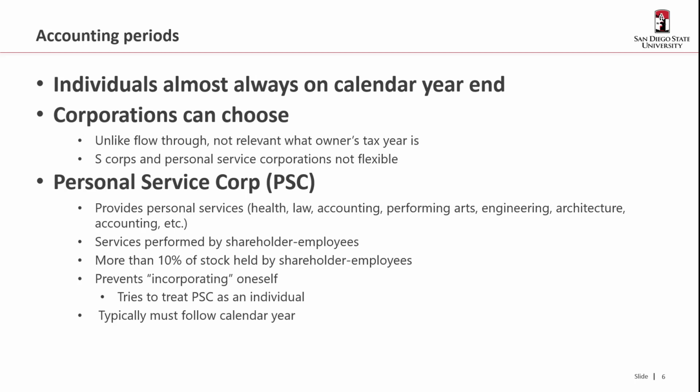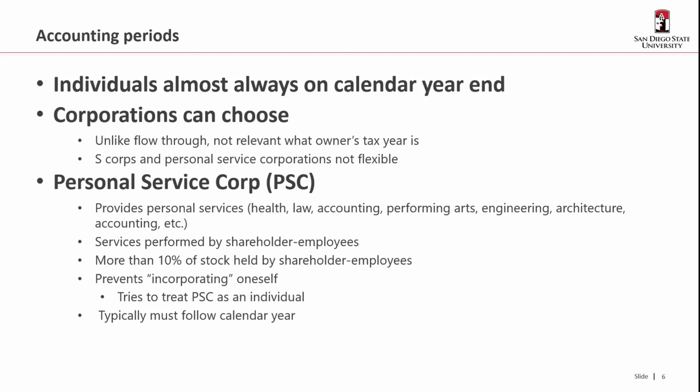Okay, so individuals are almost always on a calendar year end. Virtually all individuals file with a 12/31 year end, but corporations really have a ton of flexibility and can choose their year end. So they can pick a fiscal year end because their income doesn't flow through. It's really not relevant what the year end of the owners are. Whereas S corporations and personal service corporations, they're not as flexible.